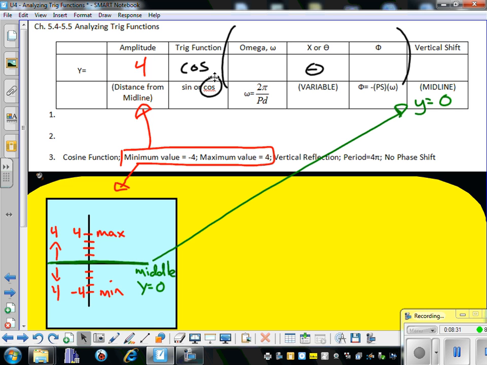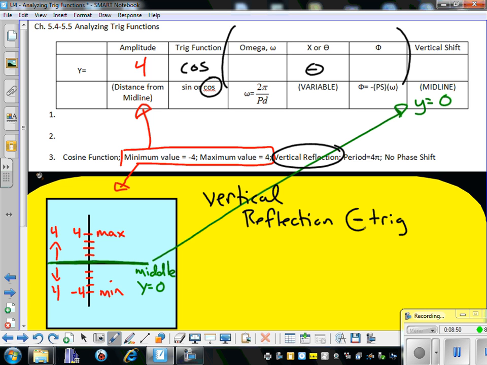Now, looking through the next step, if it says that we have a vertical reflection, that says that in front of our trig function we're going to put a negative sign. So that would make it, in this case, a negative cosine. So our reflection is going to put a negative sign in front of 4, in front of our amplitude.